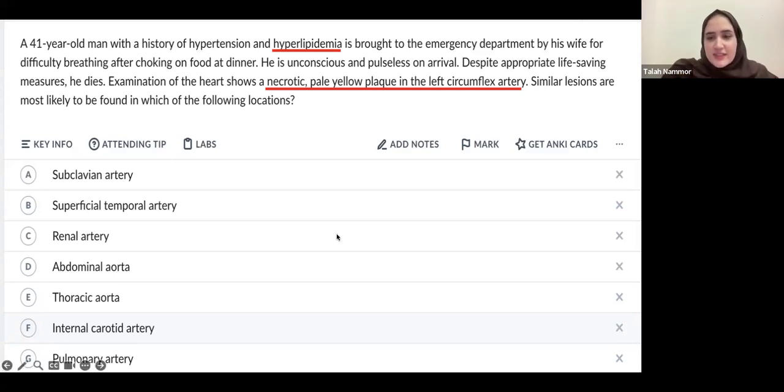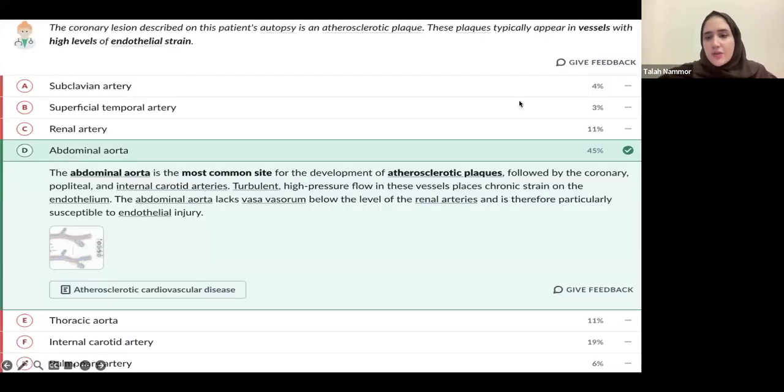Okay, I'll take the silence as yes. Yeah, it is actually D. It's the abdominal aorta, because the abdominal aorta is the most common site of atherosclerotic plaque. So in this case, because he has hyperlipidemia and because of the way the plaque looks, we know it's an atherosclerotic plaque that moved from an initial place, and usually the abdominal aorta is the most common site. All right.